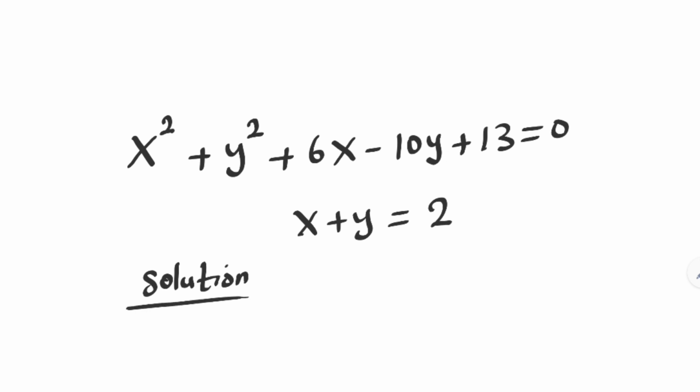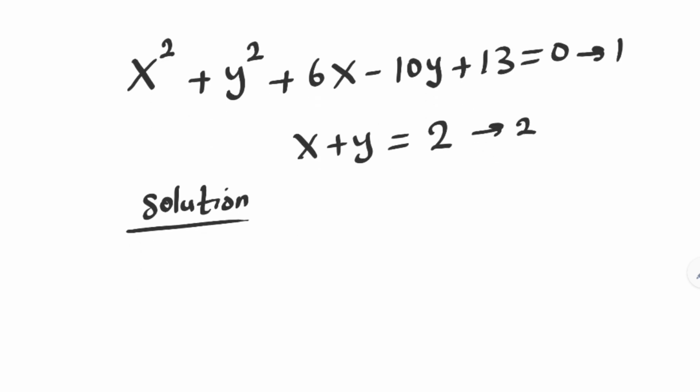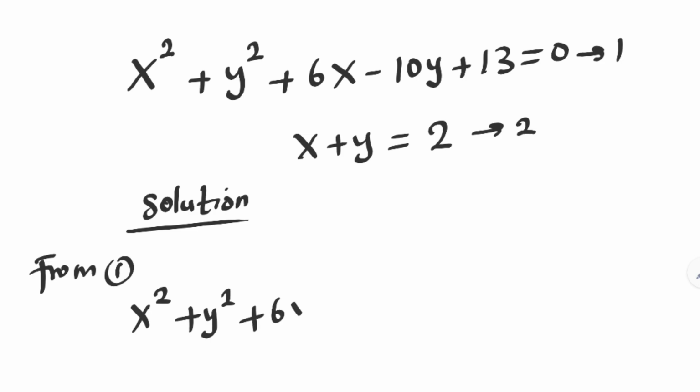x squared plus y squared plus 6x minus 10y plus 13 is equal to 0. Let us call this equation 1. Then x plus y is equal to 2. Let us call this equation 2. Now from equation 1, x squared plus y squared plus 6x minus 10y plus 13 is equal to 0.